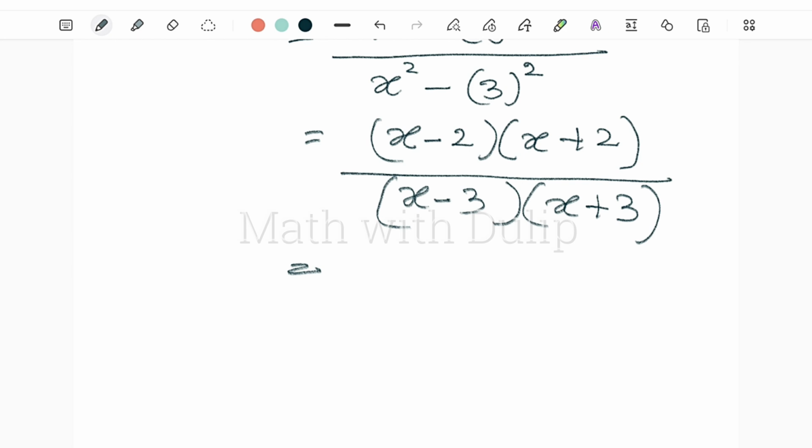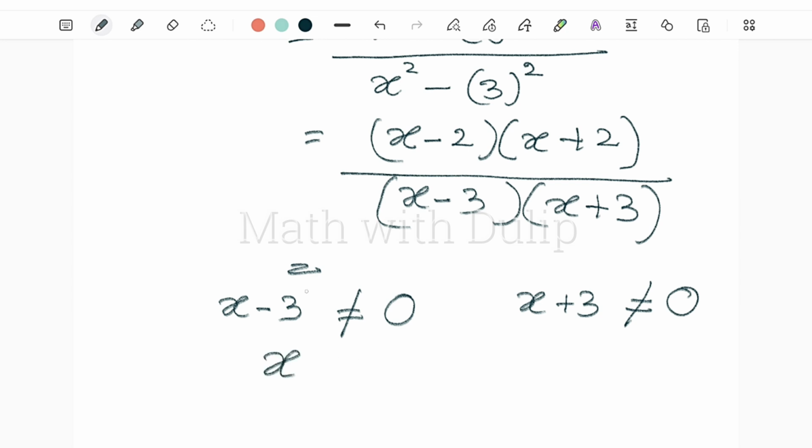On the bottom we can't use x minus 3 not equal to 0. Sending this minus 3 to the other side, x equals plus 3, so x is not equal to positive 3 and x is not equal to negative 3.